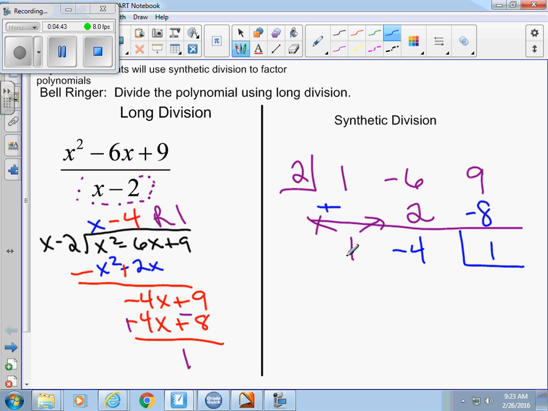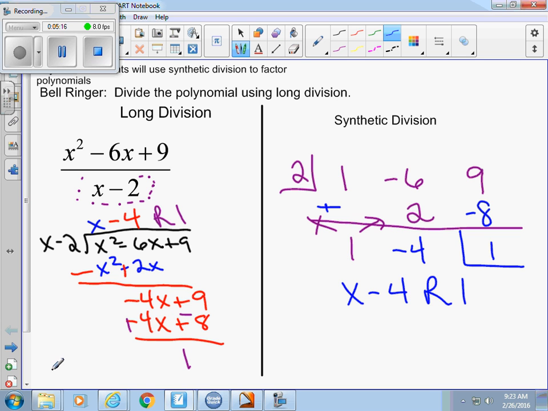No, I did 2 times 1 and I put it here. Now, I start by adding down first. So you add down first, then multiply, then add down, then multiply, then add down. The degree is 1 less than the degree that you started with because we divided out an x. So this is the coefficient x minus 4 remainder 1. Do you see how it does all of these steps just without as much on paper?